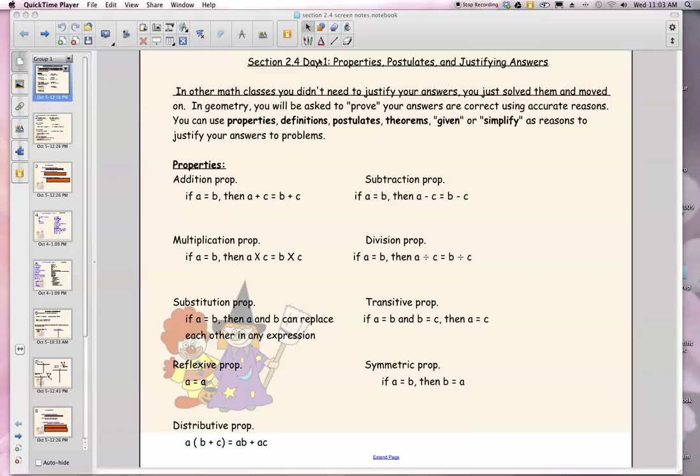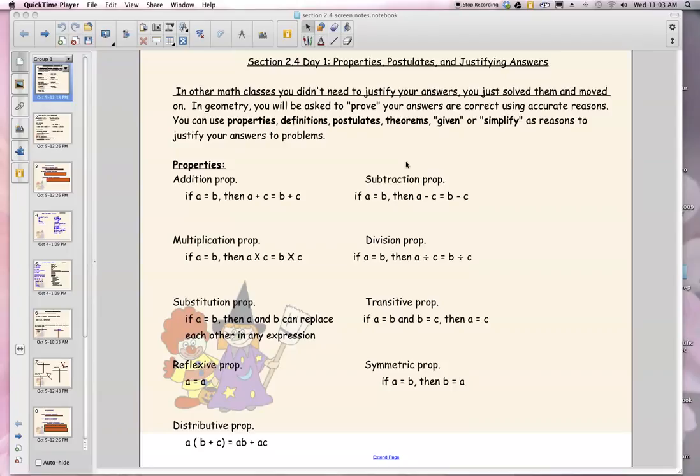This lesson is on section 2.4, which I have split up into 2 days. Today we are going to concentrate on the properties, postulates, and being able to just justify an answer. In your other math classes, when you've done step-by-step problems, you've simply done that. You've gone step-by-step and solved a problem.